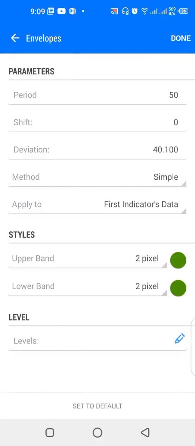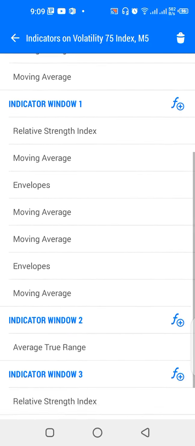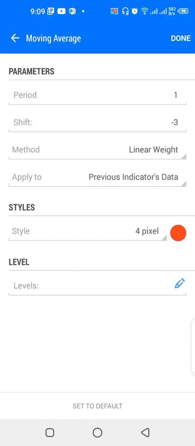And we have envelopes, period is 50, shift is 0, deviation is 40.100, method is simple. Apply to first indicators data, color for the upper and lower band is green. Then we have moving average, period is 1, shift is minus 3, method is linear weight, applied to previous indicators data, color is red.